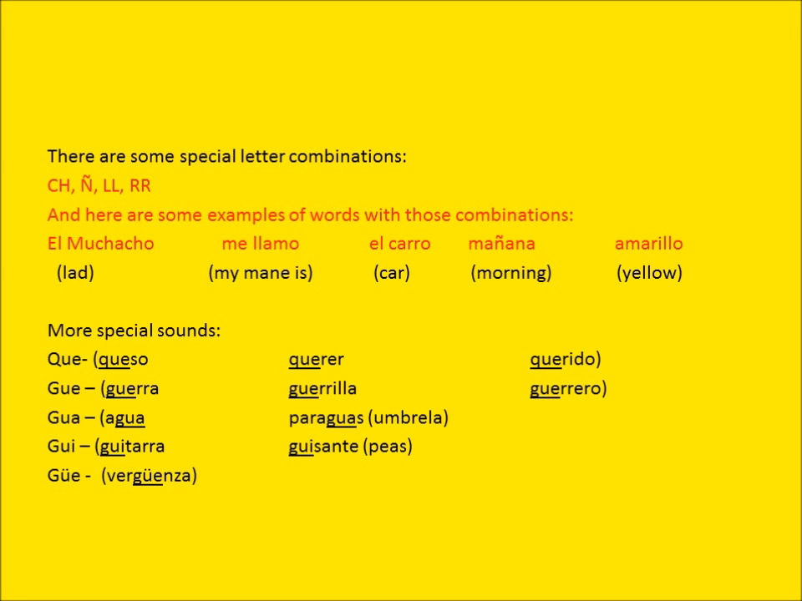Let's see the first sound, ke, in three examples over here so you can have an idea how it sounds in a word. Queso. We all know that word in Spanish, or most of us know that word in Spanish, which is cheese. Then we have querer. That's the verb to want. Then we have querido. That means dear, like somebody that you love. So again we have queso, querer, querido.